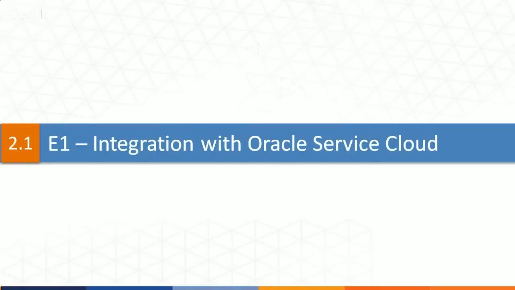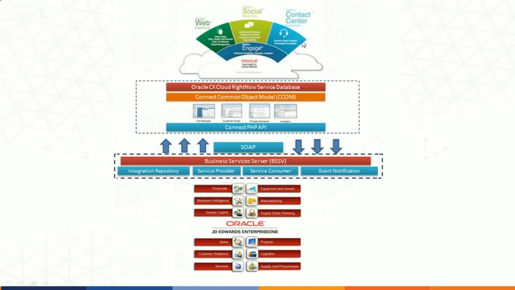Let's take one example of how integration can happen between your E1 and a cloud-based application. Take the example of Oracle Service Cloud. We won't spend much time here, but I'll try to explain a quick overview. So here you've got a service cloud, which is a CRM. It provides a Connect PHP API, and it has its own object model, and it has different applications in there.